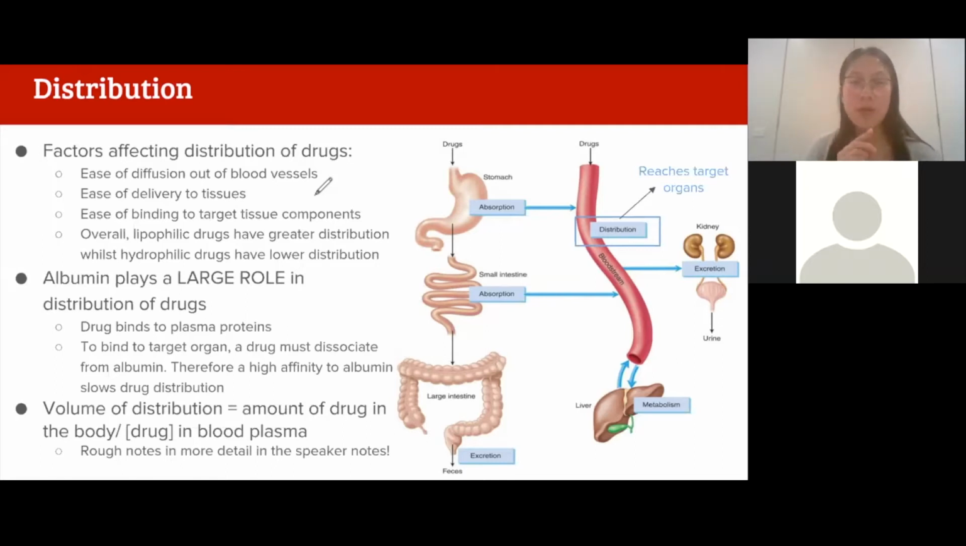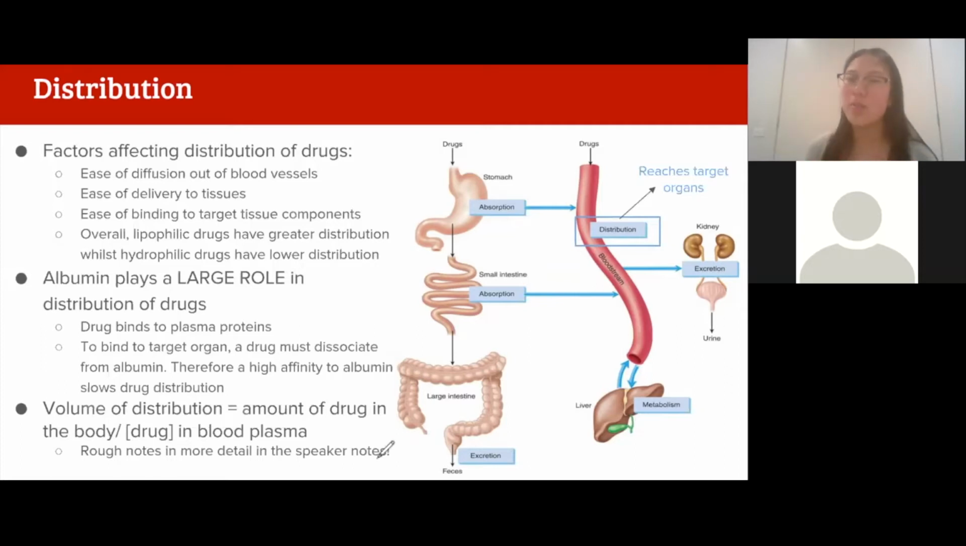One thing I've decided to pop in for you guys as well is the volume of distribution. What is the volume of distribution? It's the amount of drug in the body over the drug concentration in blood plasma. Again, I've got some rough notes, a bit more on that in the speaker notes if you want to have a read up on that. And I've also popped in a little bit about low molecular and high molecular weight for drugs, right? But the key thing with volume of distribution, again, is it helps estimate drug dosing.